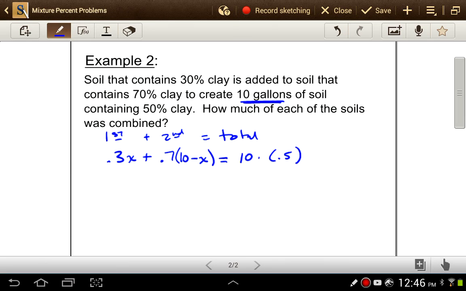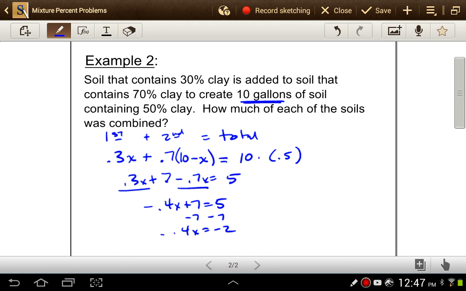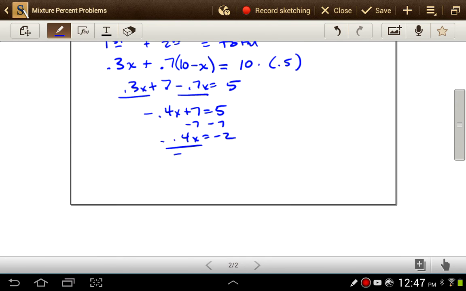Now I can solve this equation, so it's going to be 0.3x plus 7 minus 0.7x equals 5. Combine my like terms: 0.3x minus 0.7x is negative 0.4x, plus 7 equals 5. Subtract 7 from both sides, so I get negative 0.4x equals negative 2. Divide both sides by negative 0.4, and that's going to give me x equals 5. So I know that x is 5.